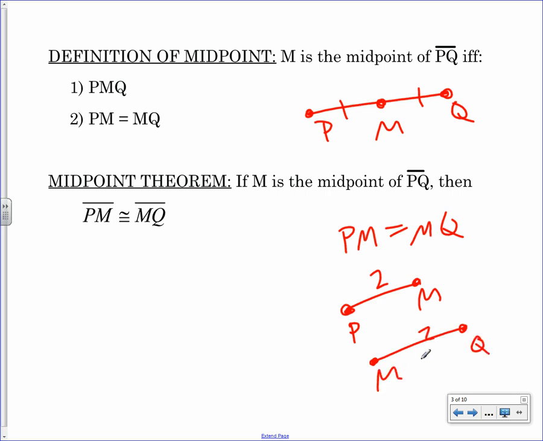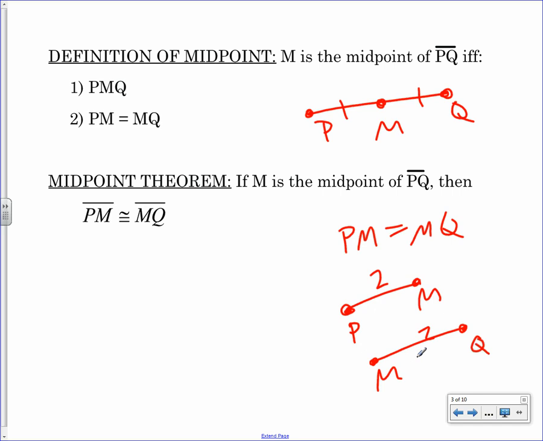These are the same, but is M the midpoint? No. So you have two parts to it. You have to first say it's in the middle. You have to say it's in between them. And then you have to say, oh, by the way, they're equal spaces. So it had to have been in the middle.